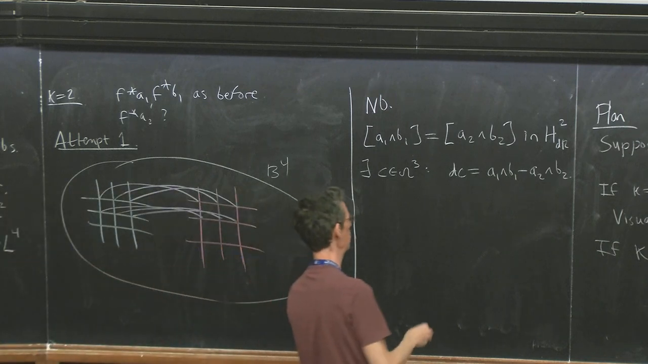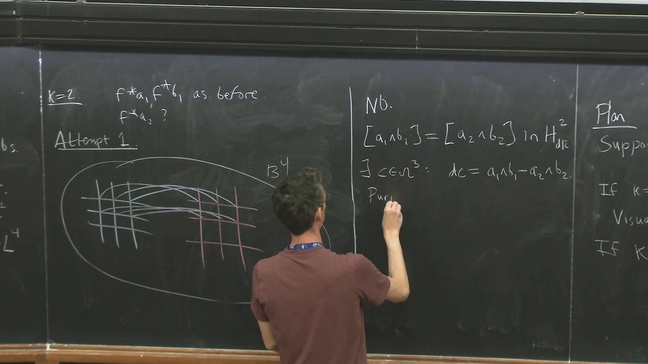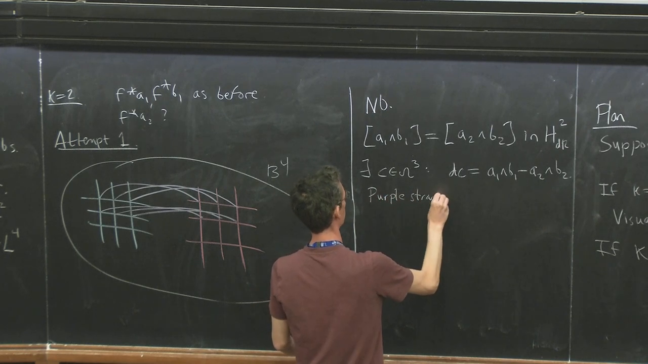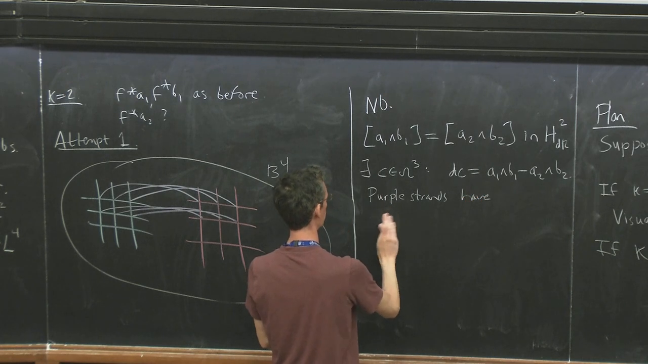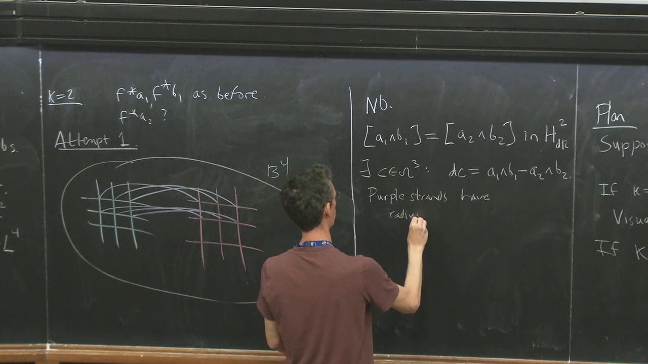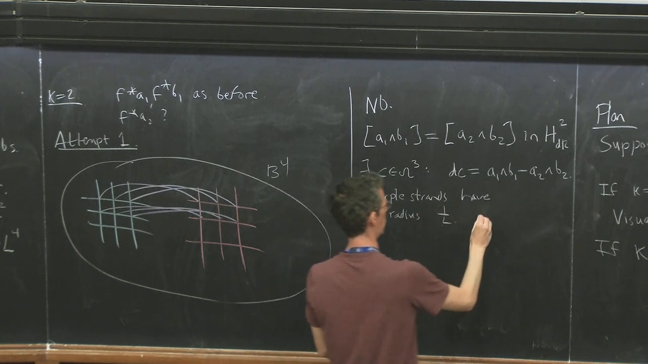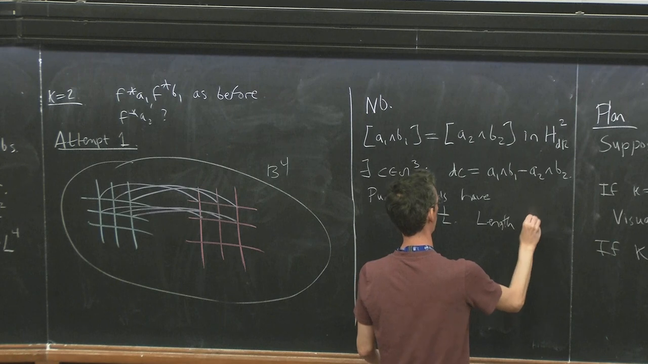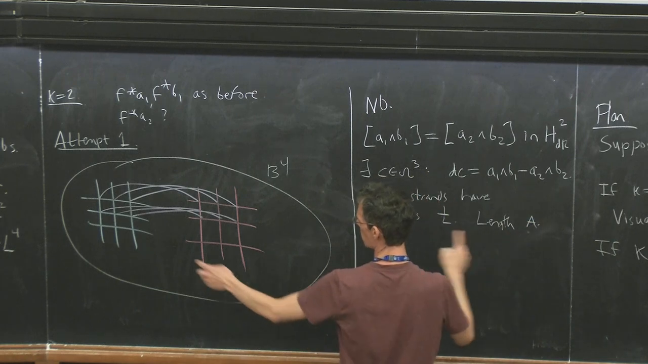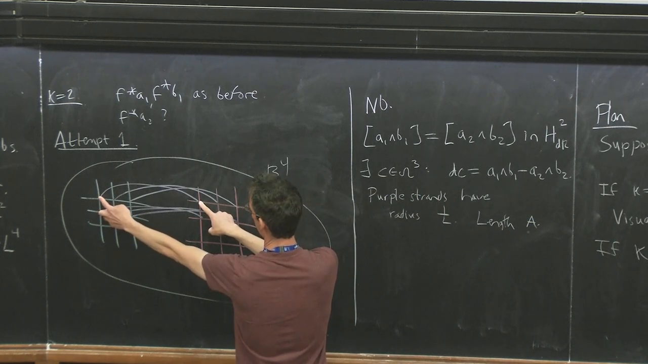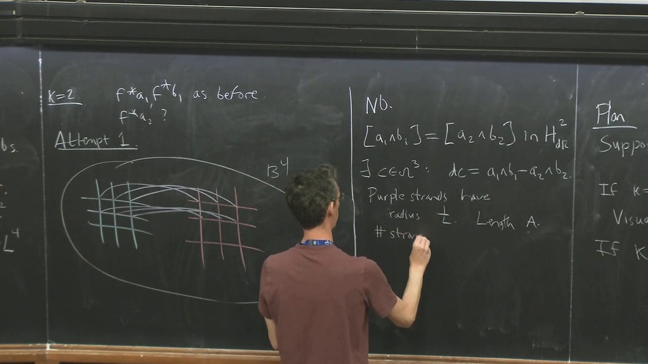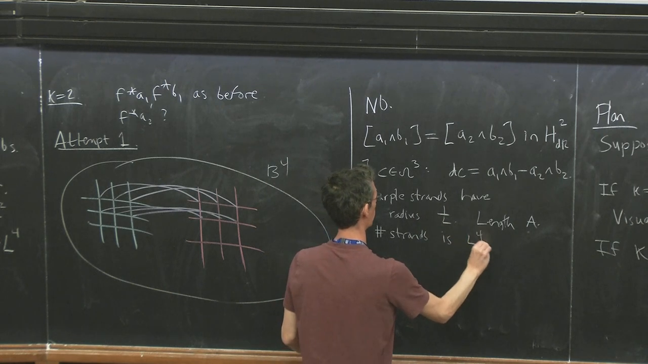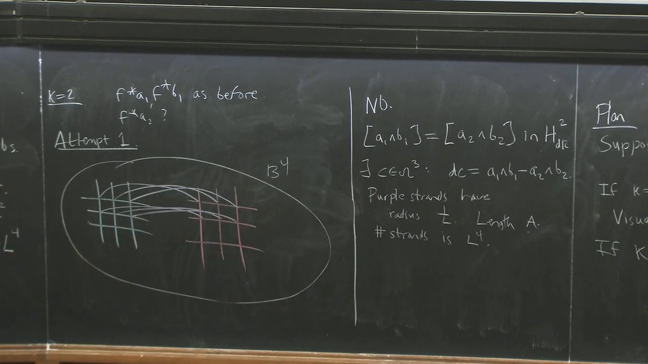So geometrically, the purple strands have thickness, radius, 1 over L. They have some length that I'll call A, which we don't know what it is, but in the picture, in attempt 1, A would be 1. And the number of purple strands is L to the fourth. Okay, let's digest each of those and see if they make sense.